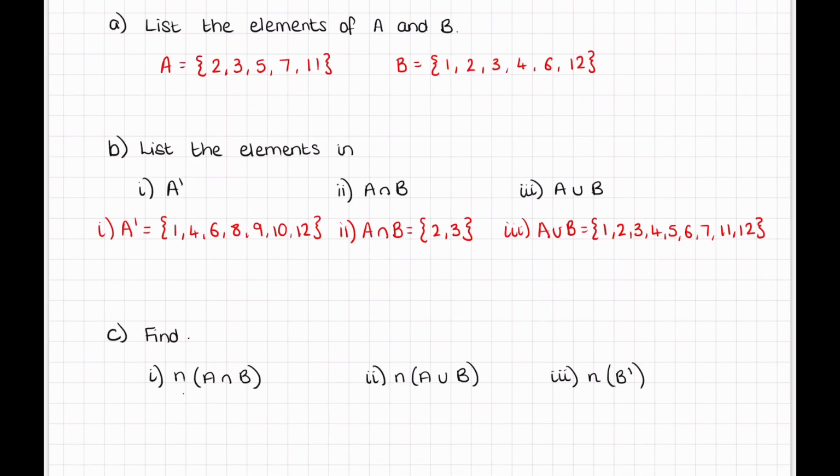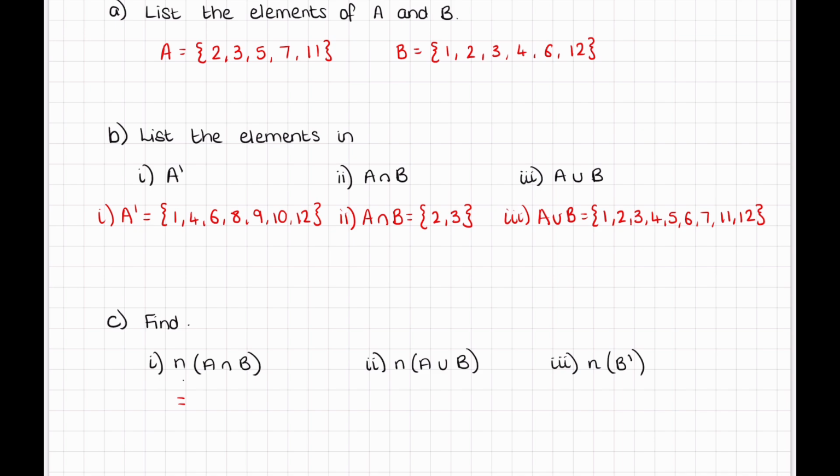Now part C that we're going on to is we're going to be finding how many are in certain situations. So when we have this little n at the front, you'll see here for part 1, find the n open bracket A intersection B. So that is asking us how many are in the intersection of A and B. And all we need to do there is look at our A and B intersection, which is part 2 from above. I'm just going to quickly underline that. How many are in that set? And there is only the numbers 2 and 3, which means there are 2 elements in the set of A intersection B.